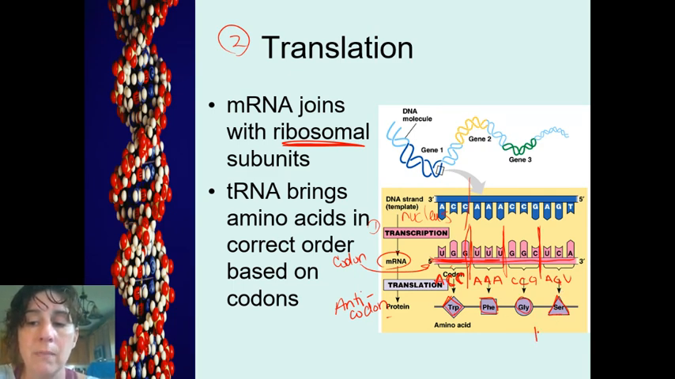Now I have my primary structure of a protein. All it has to do from now on is to fold and join in with other polypeptides, and you get a protein.